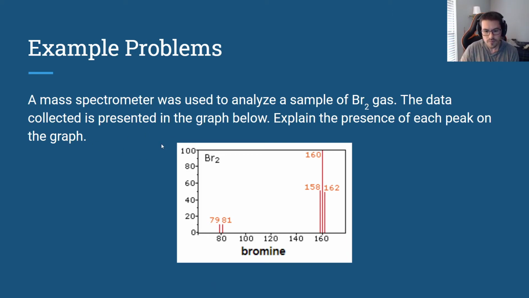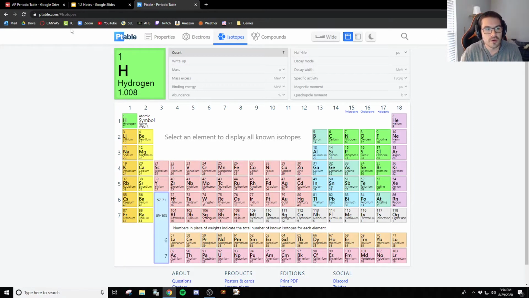Okay, so we've been talking about isotopes. One website that's really cool is ptable.com. Okay, so the letter P, table.com. On this website, there are a couple of tabs up here at the top. I've already gone ahead and clicked on the isotopes tab. Let's go ahead and click on the element bromine.